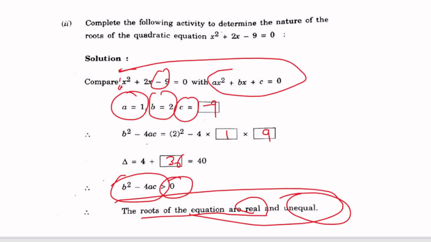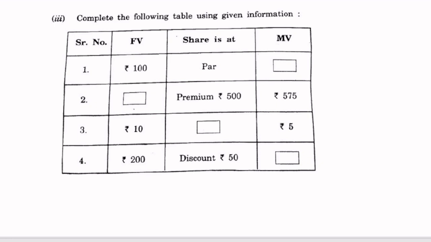Okay. Now move to the next question. Question 3. Again, this is optional, but you have to solve all the questions over here. Complete the following table using the given information. So you need to understand what is par, what is discount, and what is premium.